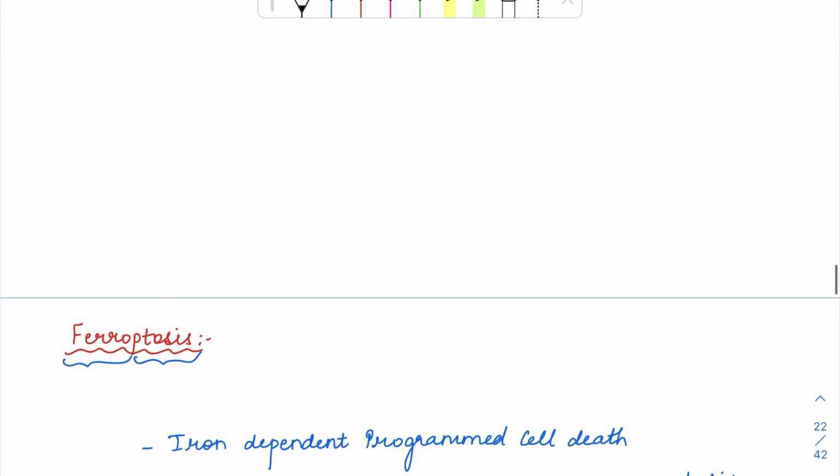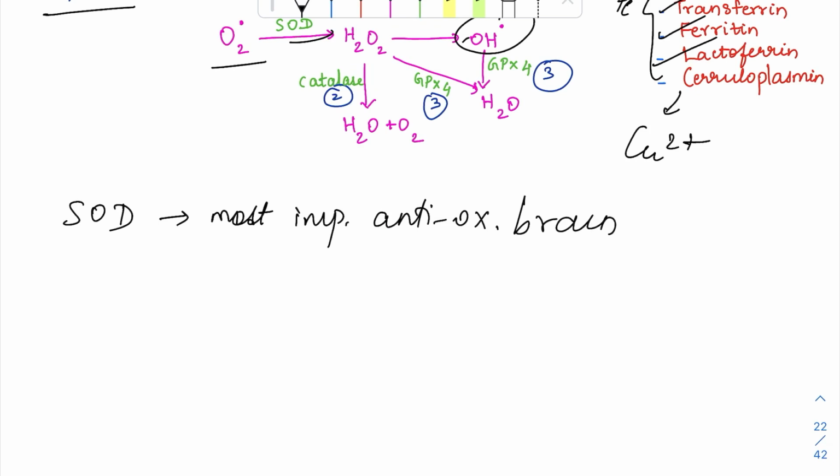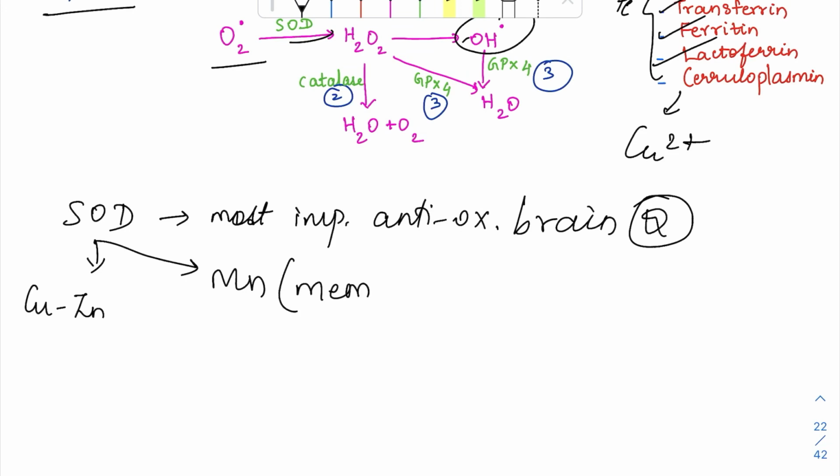So one other thing about superoxide dismutase is that it is the most important antioxidant in the brain. Okay, the most important antioxidant in the brain will be superoxide dismutase, and there is a mutation of the superoxide dismutase. So there are two forms of superoxide dismutase basically. We have a copper zinc form and also a manganese form. This manganese form is going to be membranous, while this copper zinc form is going to be cytoplasmic.